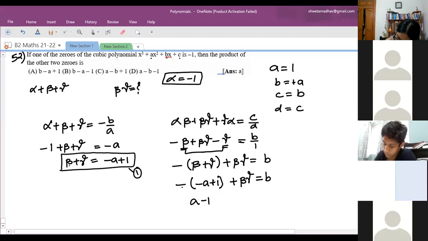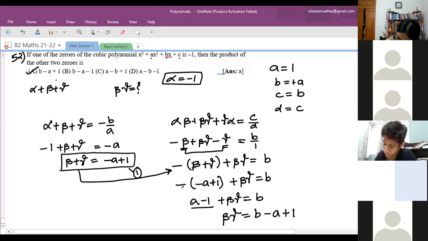So beta plus gamma is given by the equation. In this equation, I have substituted the beta plus gamma value we got. So minus of (-A plus 1), so -A plus 1 plus beta gamma is equal to B. So the minus sign will be applied inside. It is minus minus plus A, minus plus minus 1, plus beta gamma is equal to B. So beta into gamma is equal to, taking A minus 1 to the LHS, B minus A plus 1, the product of the remaining two zeros. B minus A plus 1. So option 1.